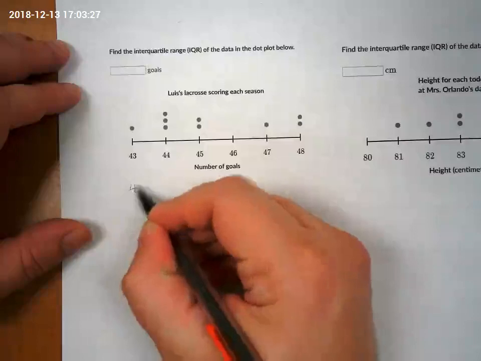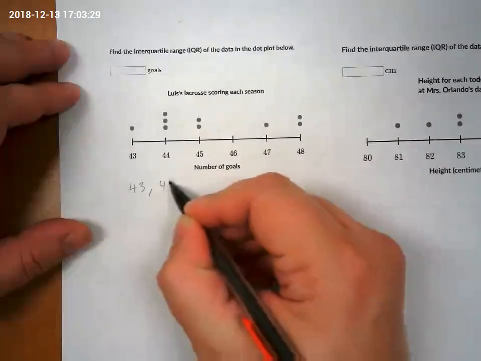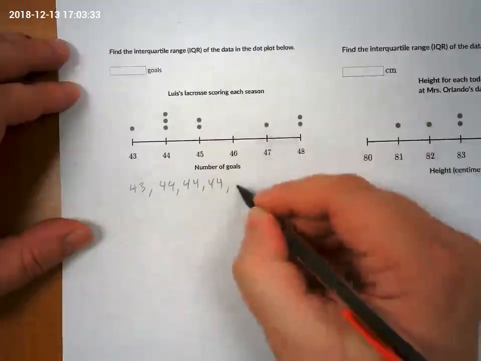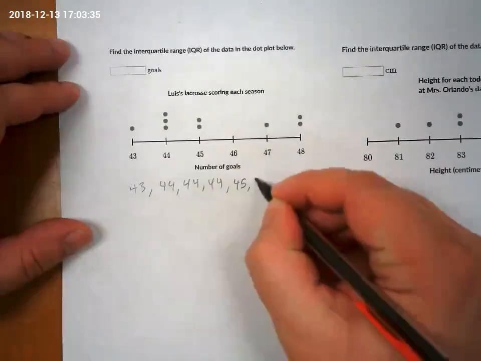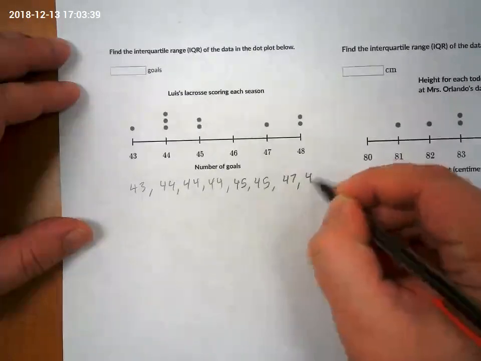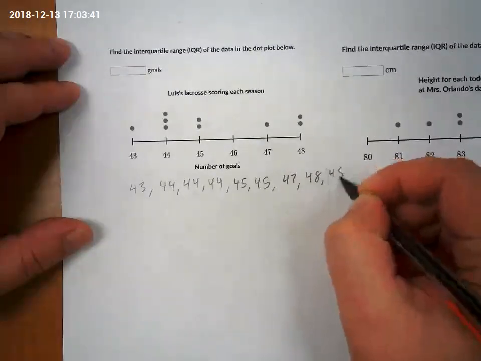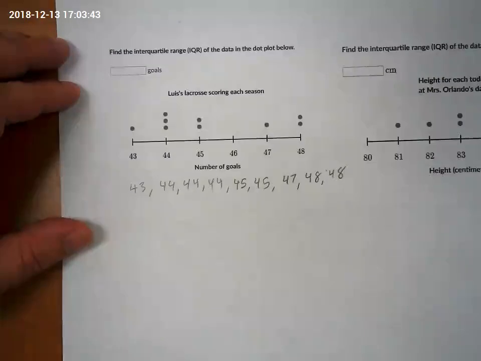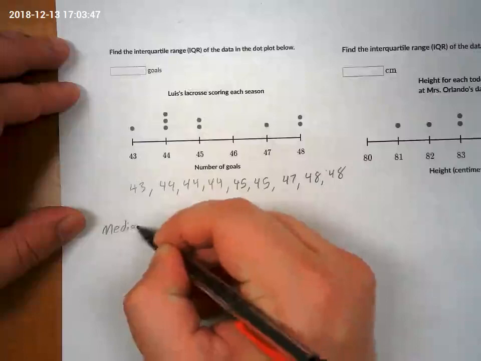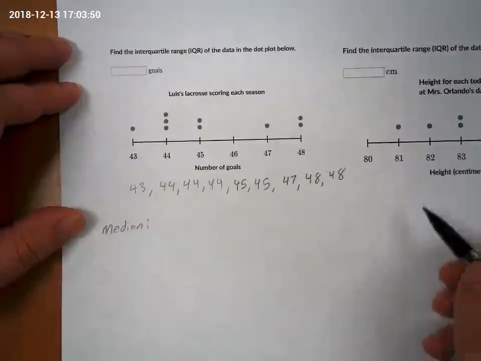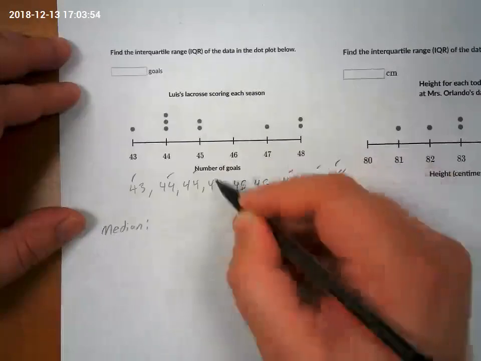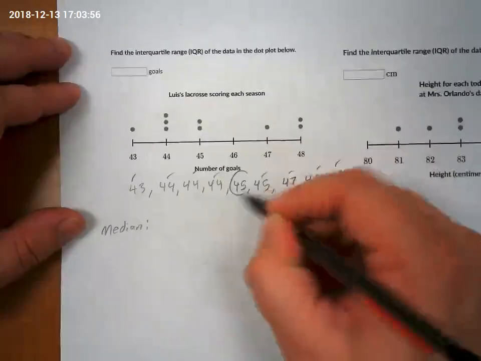We have 43, 3 44s, 2 45s, a 47, and 2 48s. Now we need to find the median. That's the first step of finding interquartile range, is to find the median. The median in this case is 45.